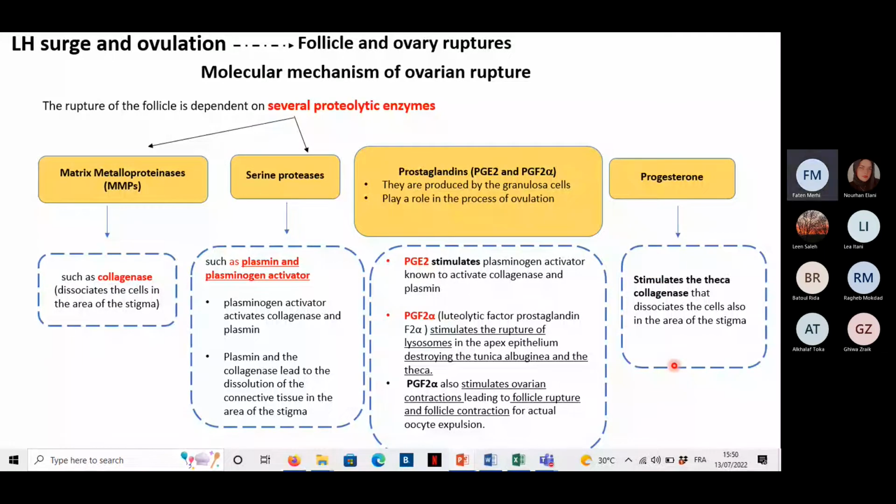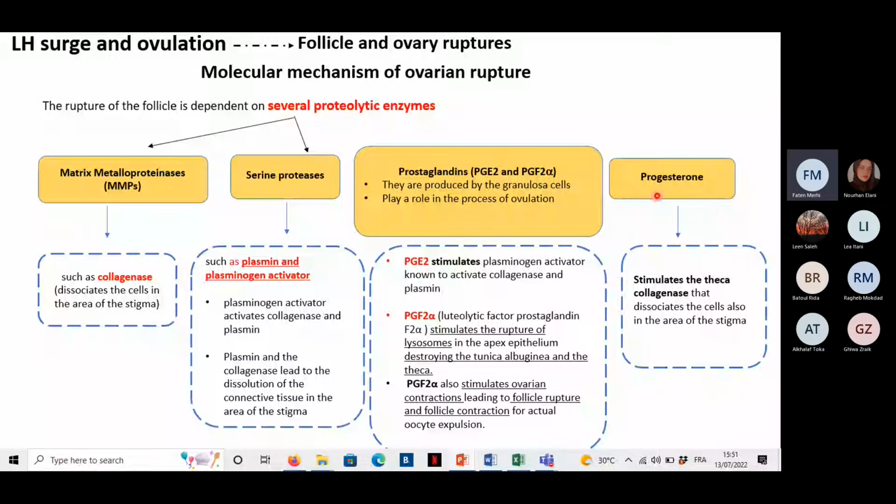of the extracellular matrix. The prostaglandins produced by the granulosa cells will also lead to an activation of the plasminogen activator, and thus to an activation of the collagenase. The PGF2 alpha will lead to the rupture of lysosomes in the cortical epithelium, and thus it will help also in the destruction of the tunica albuginea and the theca. And the PGF2 alpha will stimulate also the ovarian contraction by acting on the smooth muscles and myofibroblasts of the theca.